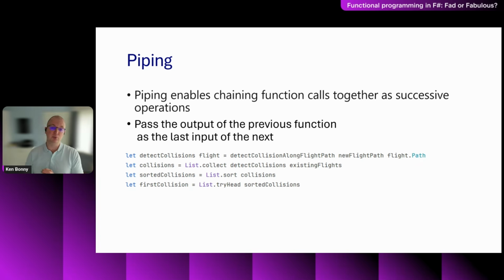I have written the previous lines in which I've used piping as statements that you would probably use in, for example, C#. So you would define your detect collisions function. You would pass in the existing flights into the select many function. This will give you all of the collisions. Then you will sort these collisions so you get a sorted list, and then you will try and get the first one from this sorted list.